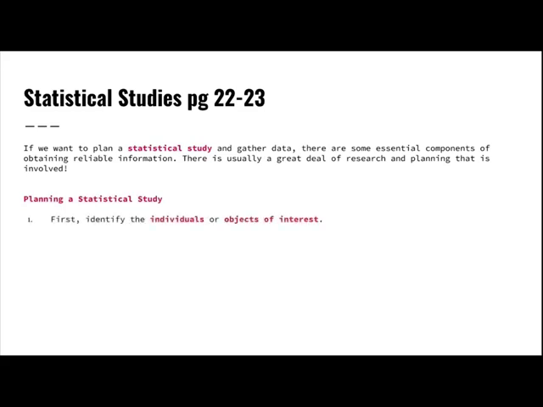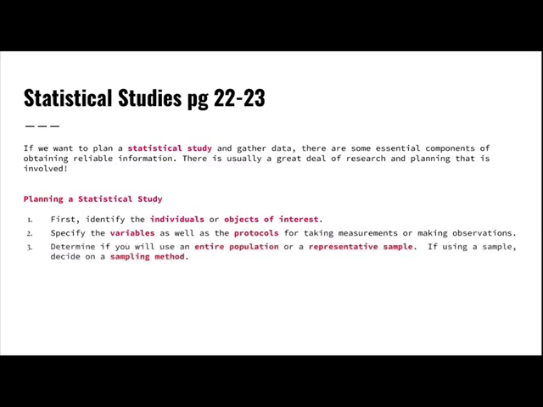First, you want to identify the individuals or objects of interest. Secondly, specify the variables as well as the protocols for taking measurements or making observations. Third, determine if you will use an entire population or a representative sample. If using a sample, you want to decide on your sampling method. Then you're going to collect data.